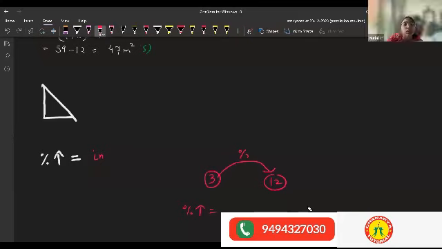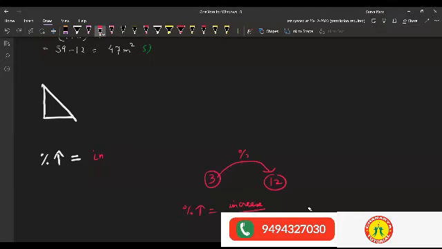If I ask you, we can say it went from 3 to 12, so how much percentage increased? 12 minus 3, by the initial, into 100. How much increase divided by initial? Initial is 3, into 100. So the increase is 9, divided by 3, into 100. So the answer is 300%. Understood?